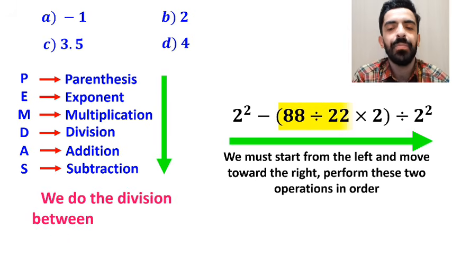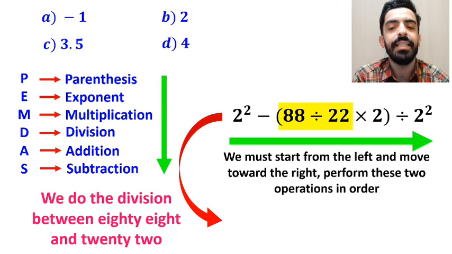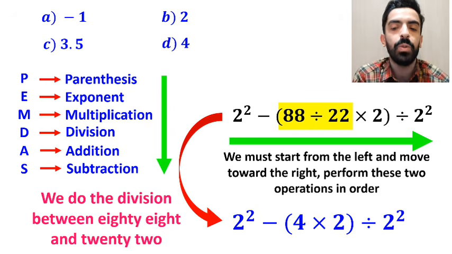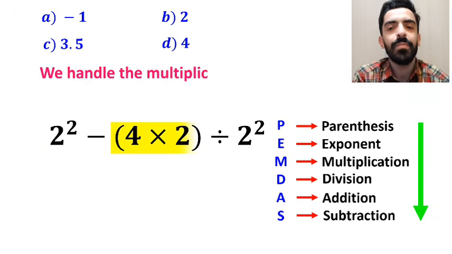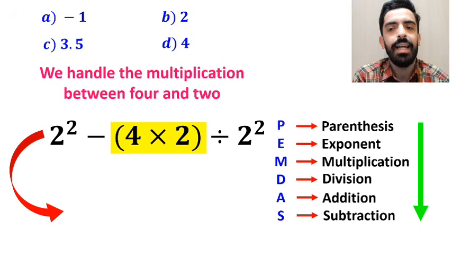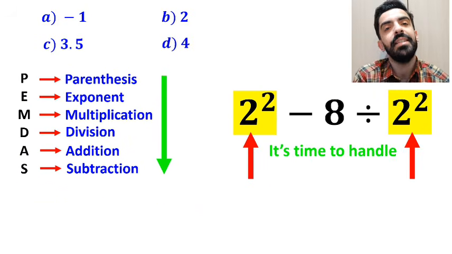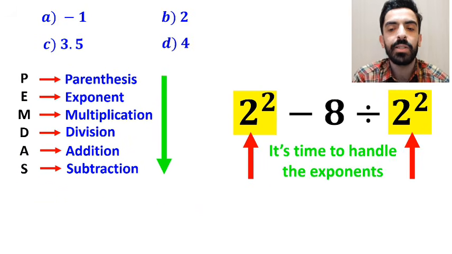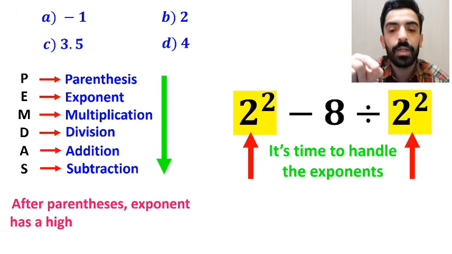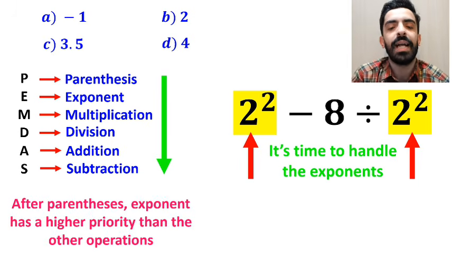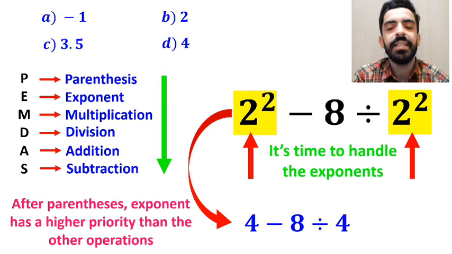So, first we do the division between 88 and 22. And this expression simplifies to 2 to the power of 2 minus 4 times 2 inside the parentheses, then divided by 2 squared. And the next step, we handle the multiplication between 4 and 2. And this expression simplifies to 2 to the power of 2 minus 8 divided by 2 squared. Next, it's time to handle the exponents, because according to the PEMDAS rule, after parentheses, exponent has a higher priority than the other operations. So, we can write this expression as 4 minus 8 divided by 4.